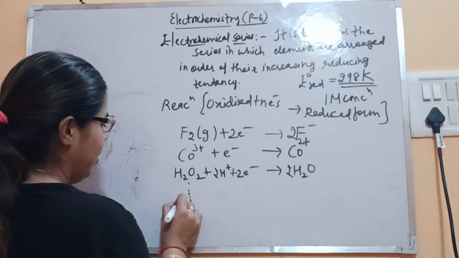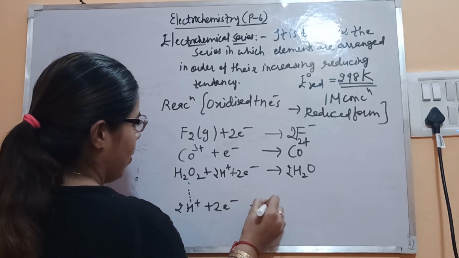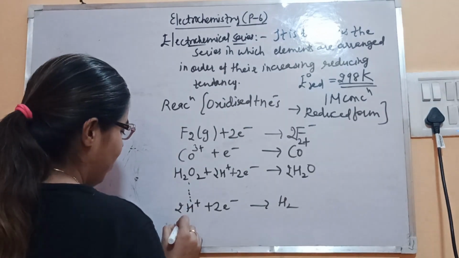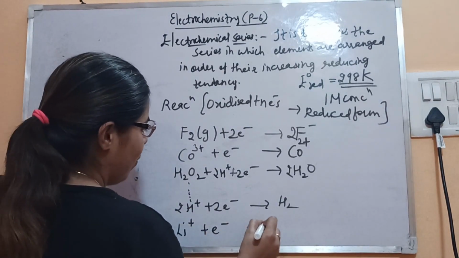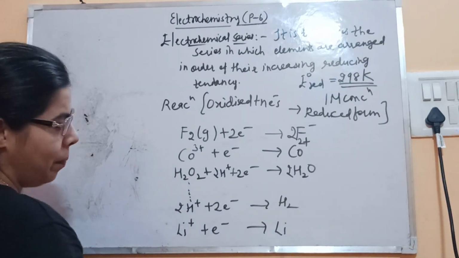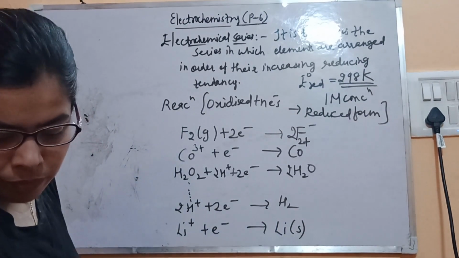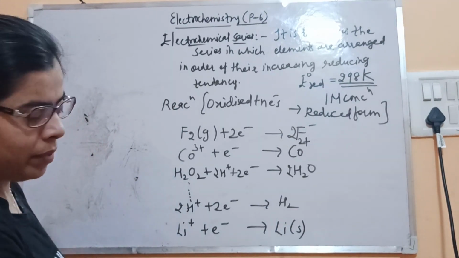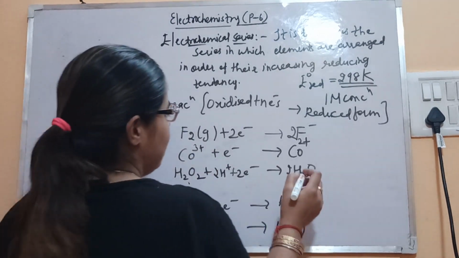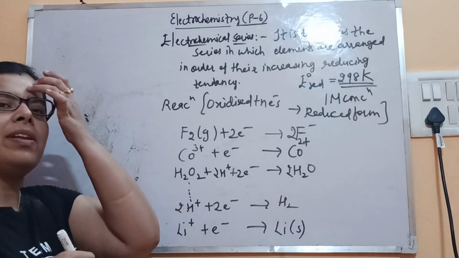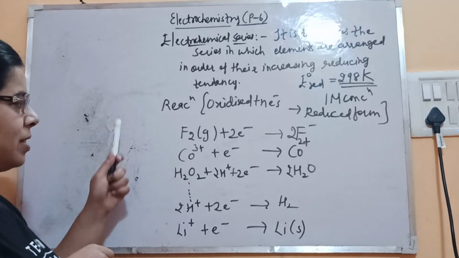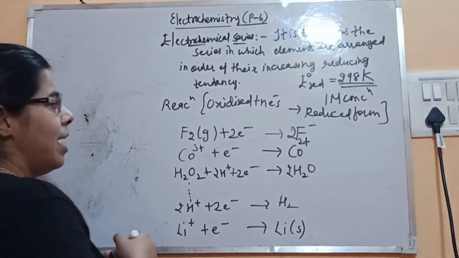Then I am taking hydrogen. Then so many elements are there again. Then I am taking the last one, lithium, accepting 1 electron gives you lithium in solid form. So this is about the electrochemical series. The whole series is given in your NCERT, just go through it. I do not have space, so I am not writing the complete series, but only a few parts of it so that you understand the meaning of this series.